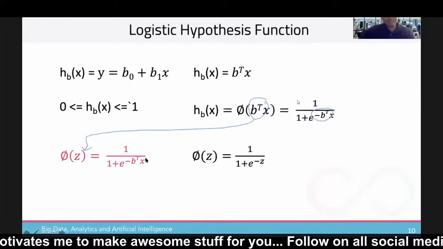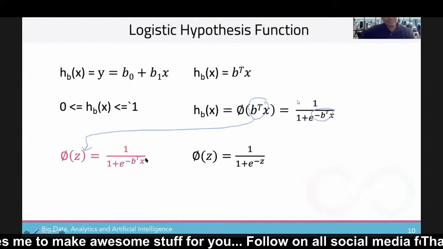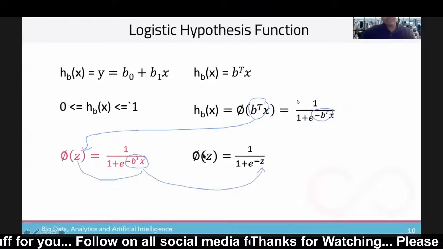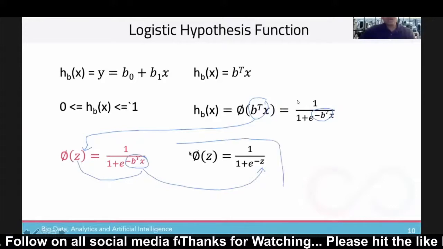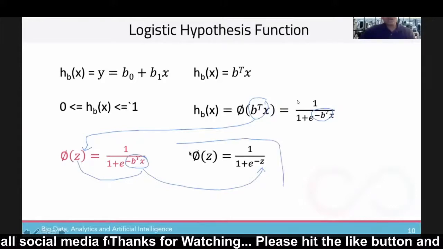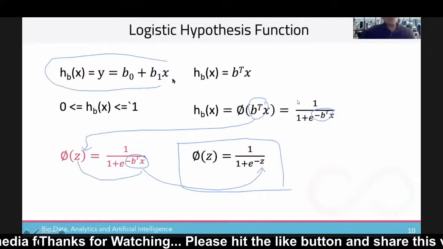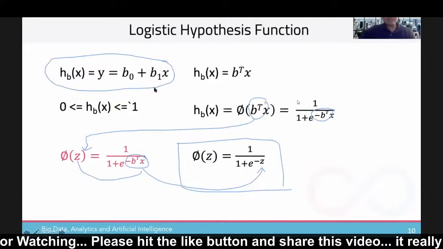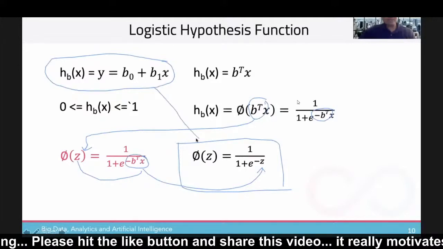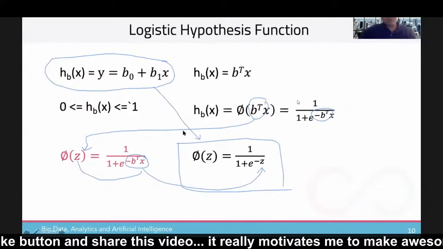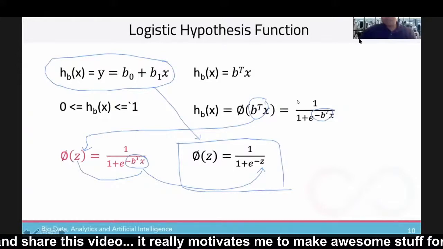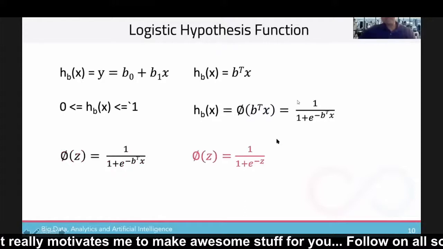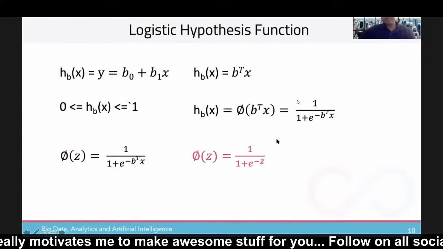And because we converted this function to z, we call the equation phi z equal to 1 over 1 plus e to the power minus z. So now you can see that what we have done is we created a logistic regression. Here we transform the linear regression equation into a logistic regression using our sigmoid function. Now you can see that this is the equation for the logistic function.